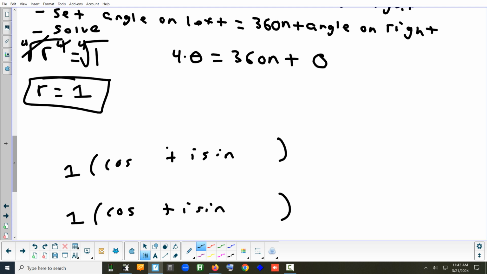Divide both sides by 4. Yep. So divide by 4. I know I don't really need to divide 0 by 4 because it's not going to affect anything, but that might not be a 0 in the next problem. So theta equals, what's 360 divided by 4? 90. Okay, I'm not going to write plus 0. I don't need the plus 0.